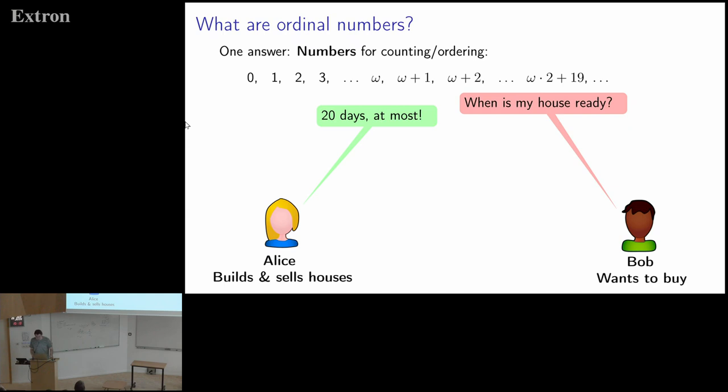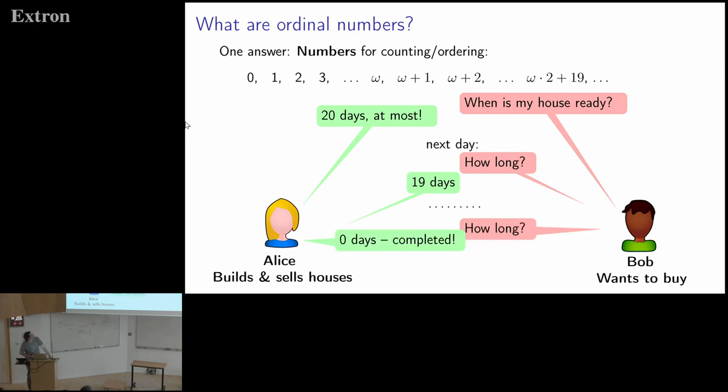So the next day, Bob asks again, how long does it take now? And Alice says, 19 days. The rule for Alice is she has to say a lower number. Bob would be okay if Alice said 10 days; it would be a pleasant surprise, which never happens in practice. But if Alice said it still takes 20 days, then Bob would say there's something wrong. So if Bob is persistent enough, then at some point his house will be completed.